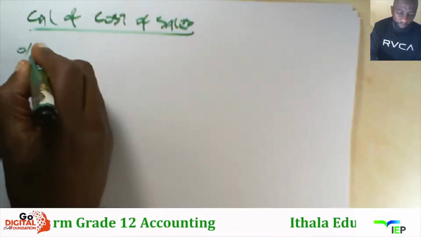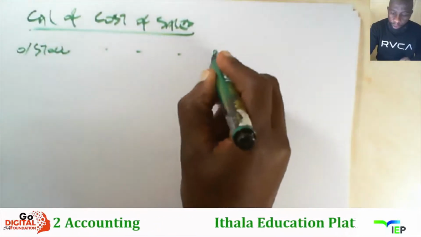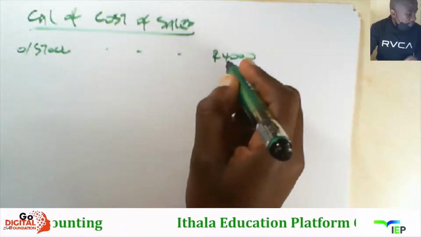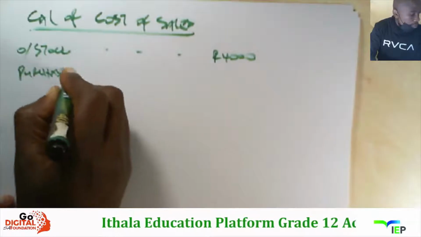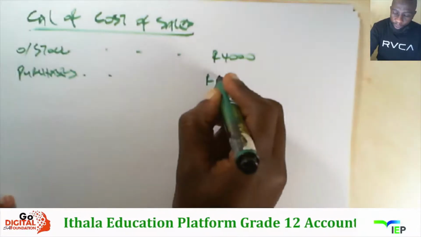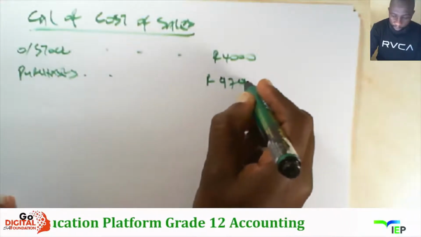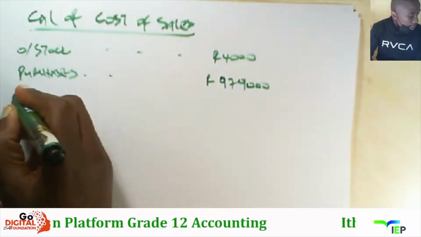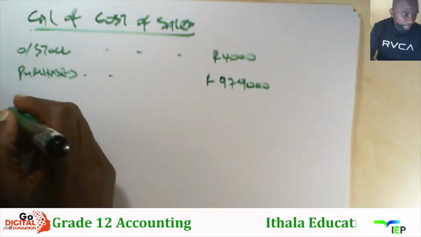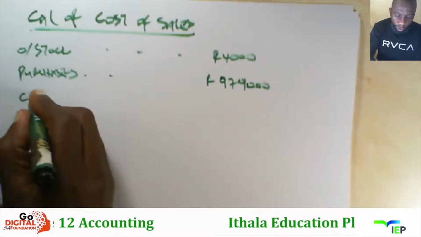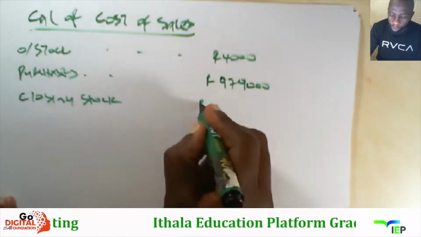Opening stock. What's the figure of the opening stock? The value is 4,000. Purchases. Value of the purchases here, there are no returns. If there are returns, we have to minus returns. And then no stolen, no carriage, no import duty, less closing stock. Closing stock, the one that you calculated when we are using FIFO.